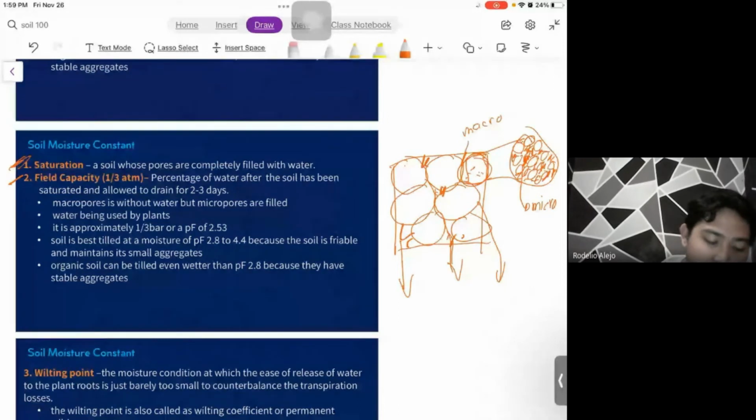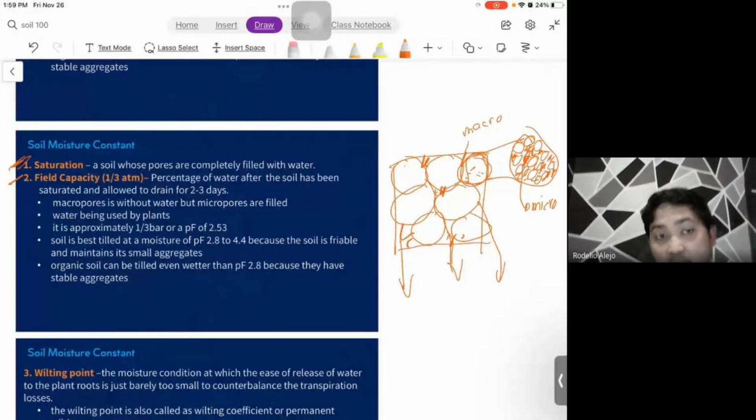So water being used by the plants. So yung field capacity natin, ito yung tubig na kung saan siya ay na-absorb pa ng halaman. Yung mga tubig dito kasi, dito sa mga macropores natin, yan ay bumababa lang or hindi nagagamit ng halaman. Excess lang yan. Kumbaga pag nagdidilig ka, dapat hanggang field capacity lang, wag mong binabaha, kasi hindi naman magagamit ng halaman yun.